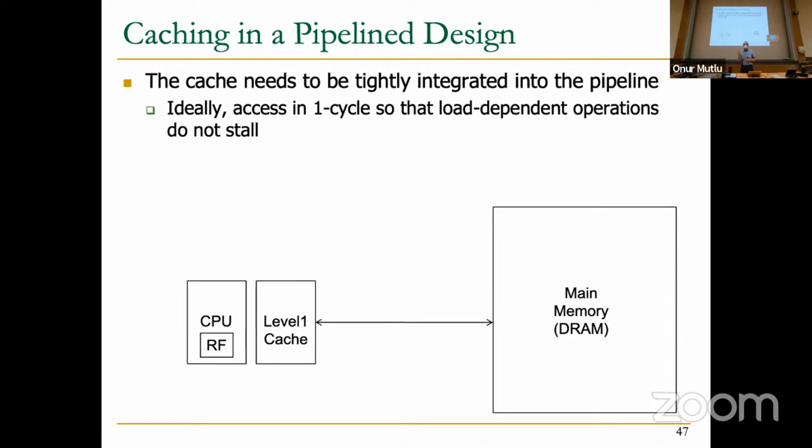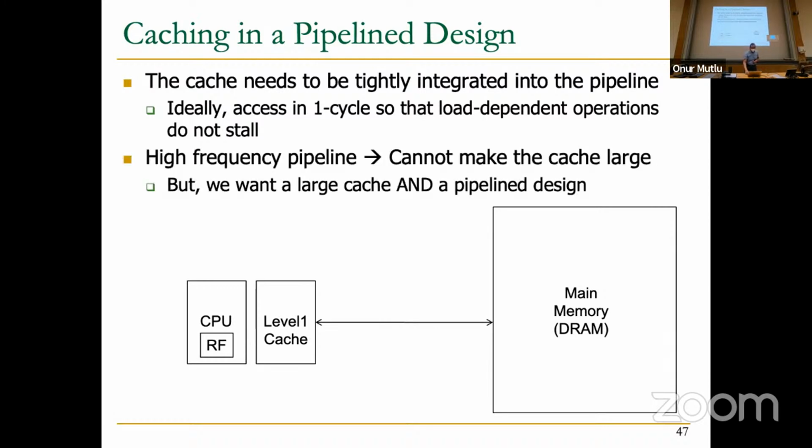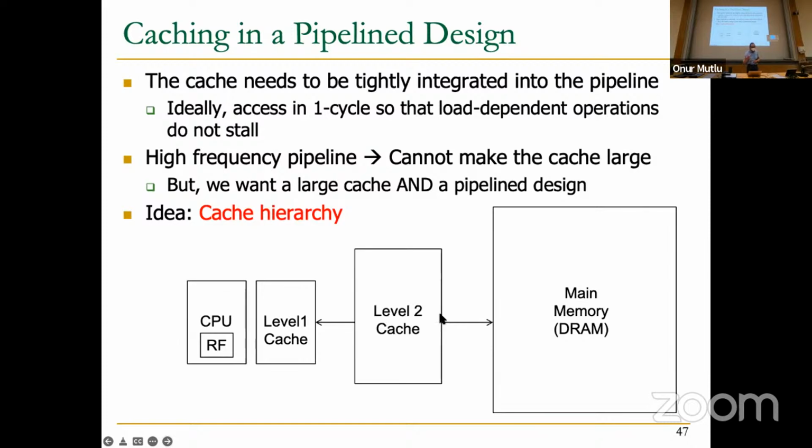So ideally, your level 1 cache should supply the data as quickly as possible, ideally in one cycle, so that load-dependent operations do not stall. So if you have a high-frequency pipeline, you cannot make the cache large because if your frequency is high, you need to get the data in one cycle. Your cache cannot be very large, otherwise it will take too long to access, right? But we want a large cache and a pipeline design ideally. So how do you get that? Well, that's why we have cache hierarchies today. It's not just one level of cache. It's actually one level plus many levels, and then the main memory. So level 2 cache is introduced because of that reason, right?